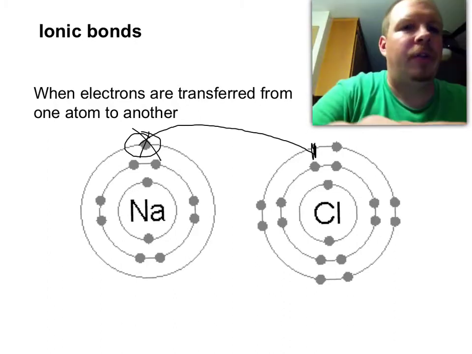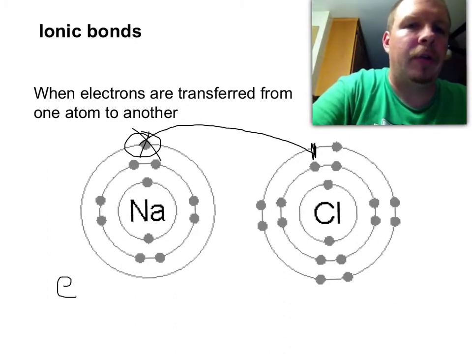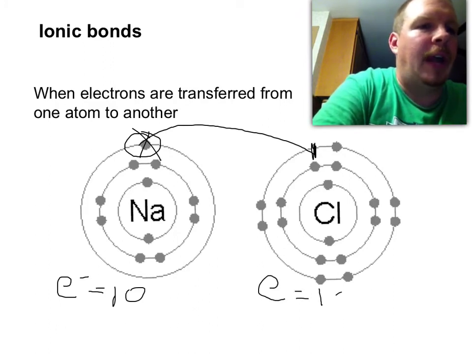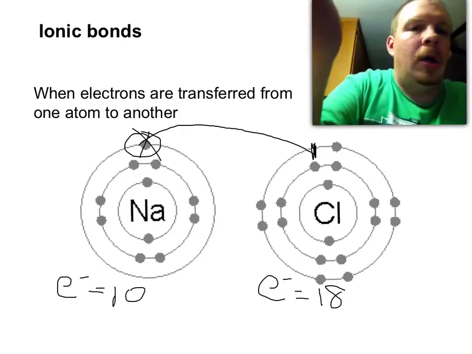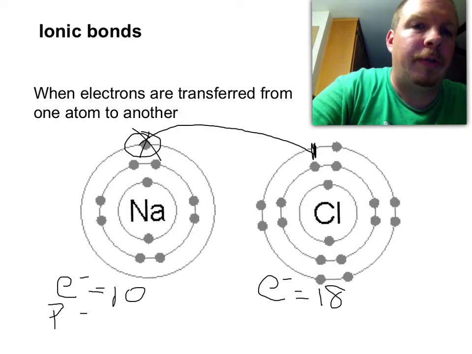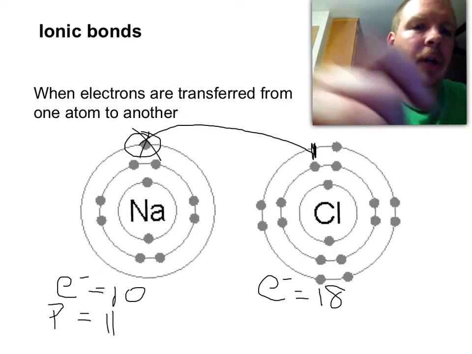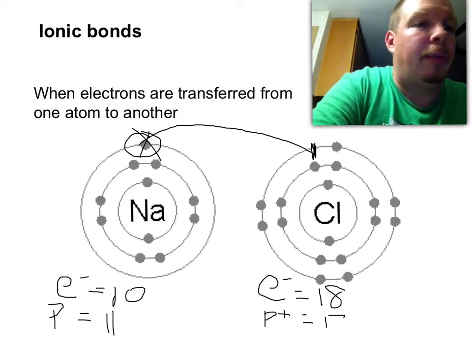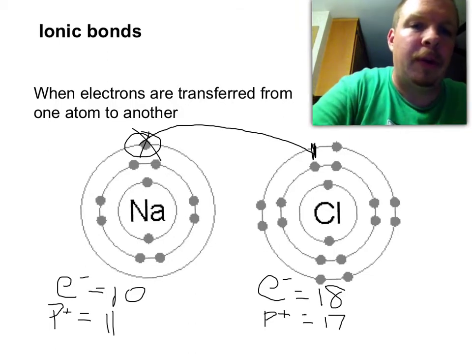So now, if we look at electrons, we have a total of 10 electrons on sodium, and for chlorine we now have 18, but the protons have stayed the same. So protons for sodium are still 11, and for chlorine, protons have a positive charge, there's still 17 protons there. Sorry, I missed the plus sign over here.